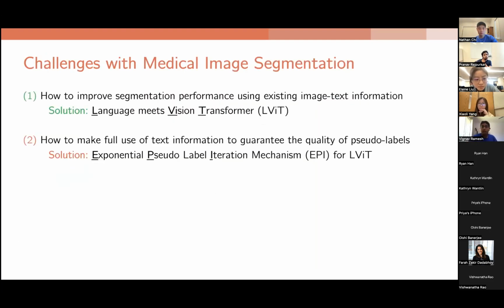So now, if you recall from earlier in the presentation, there are two key challenges that this paper addresses: how to improve segmentation performance using existing image text information, and how to make full use of text information to guarantee the quality of pseudo-labels. We just discussed LViT, the solution to challenge number 1, but challenge number 2, which takes us into a semi-supervised setting, is solved by the exponential pseudo-label iteration mechanism, or EPI. So now we can dig into how EPI really works.